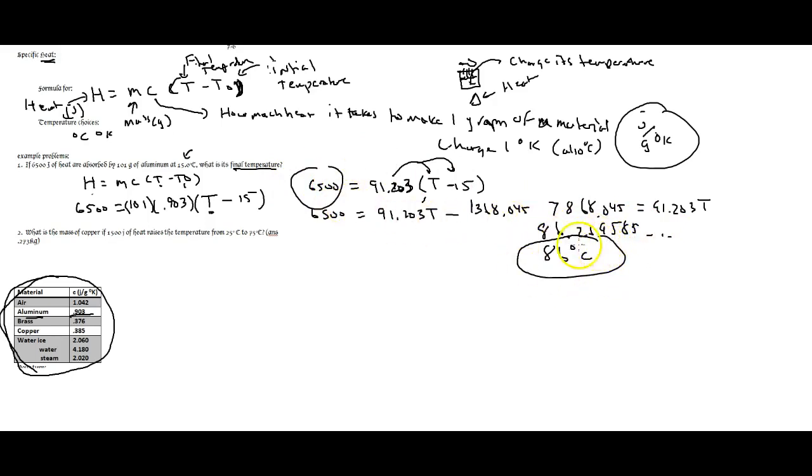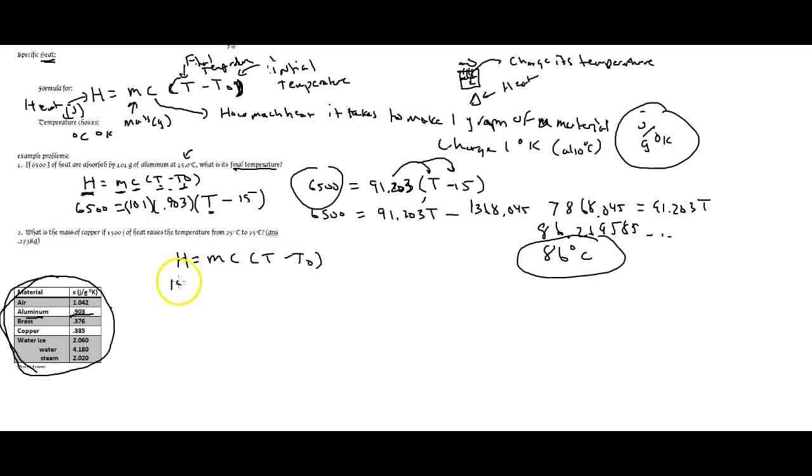And so again, all I did is I said the heat necessary to change the temperature of something is equal to its mass times the specific heat times its final temperature minus its initial temperature. Okay, we do the same thing for this one right here. What is the mass of copper if 1,500 joules of heat raises the temperature from 25 degrees to 75 degrees? Okay, the answer is right down there. It might not be the right answer, so let's go ahead and do it. So the heat necessary to do that is going to be H equals mc(T minus T naught).